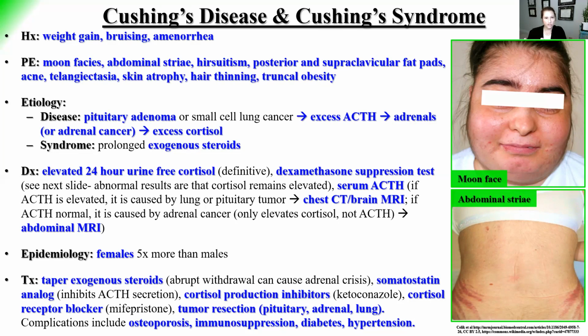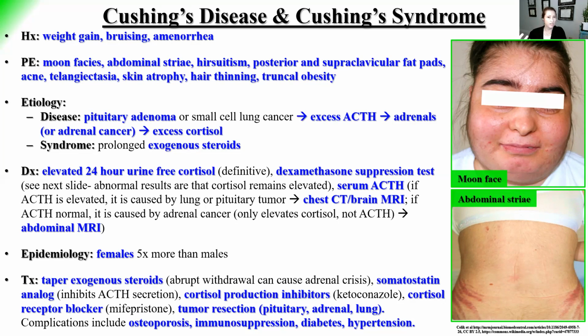So excess cortisol is the key to Cushing's disease. The definitive test for this is an elevated 24-hour free urine cortisol. With the dexamethasone suppression test, which we'll look at on the next slide, the abnormal result is that no matter what we do, they're going to have an elevated cortisol level. Serum ACTH is another lab that we'll test here. If the ACTH is elevated, we know it's coming either from that lung cancer or a pituitary tumor.